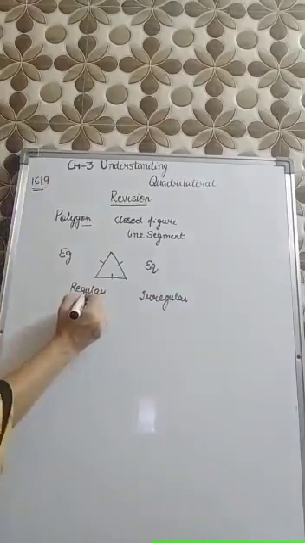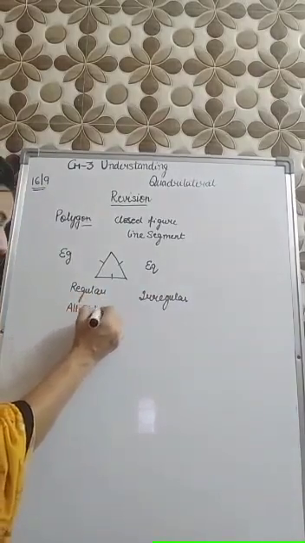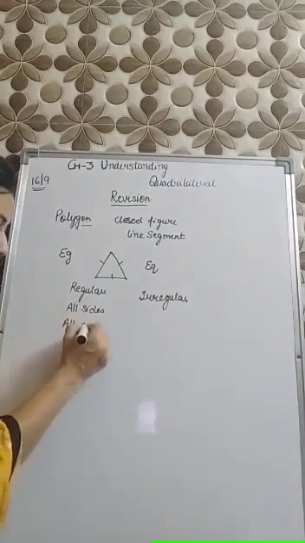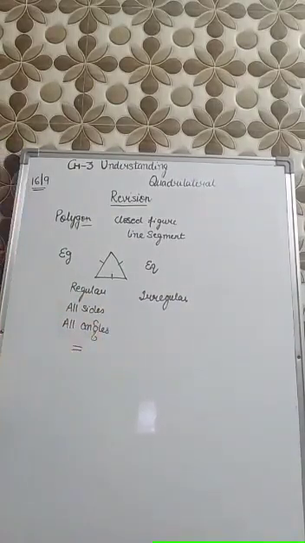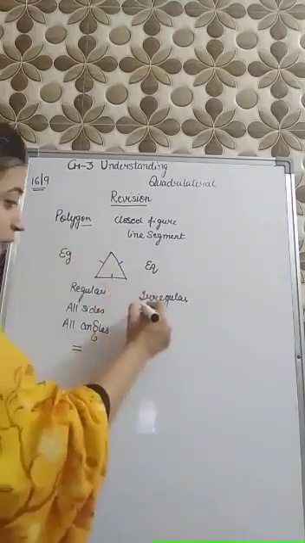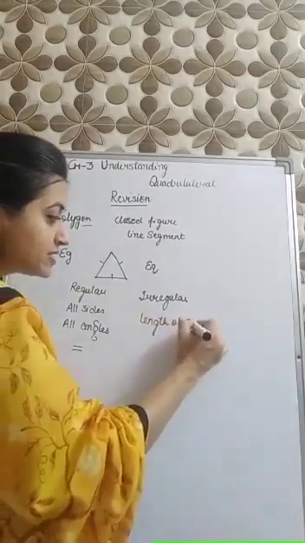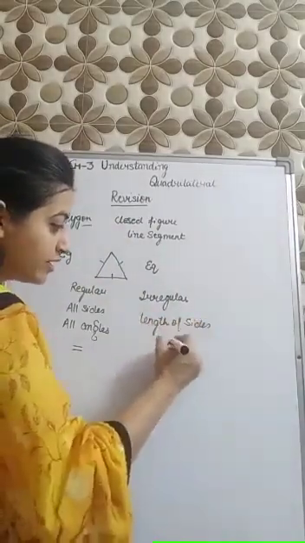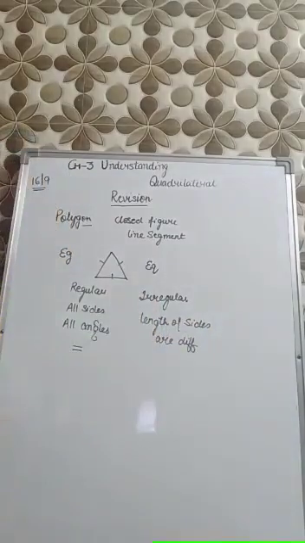Regular polygons are the polygons whose all sides and all angles are equal, and irregular polygons are the polygons whose length of sides are different. That's why they are called regular polygons.